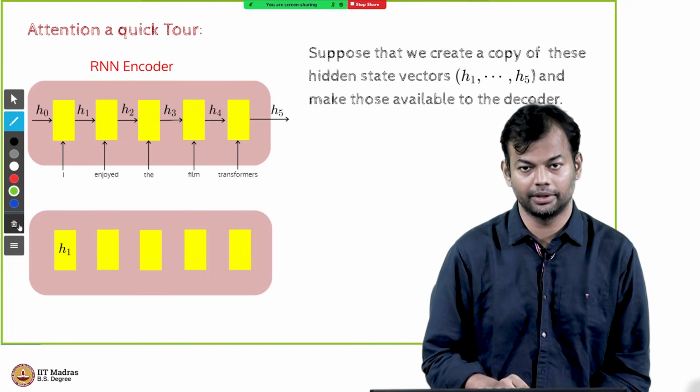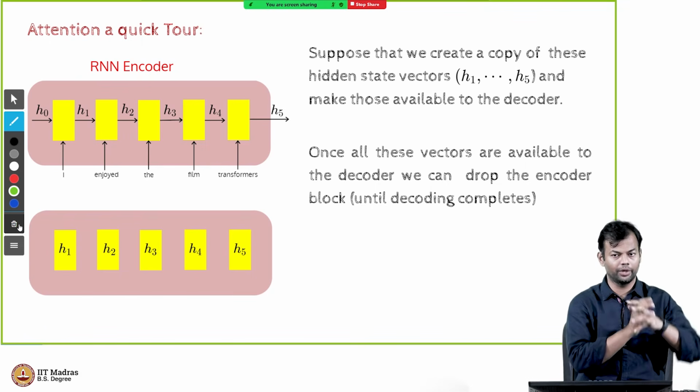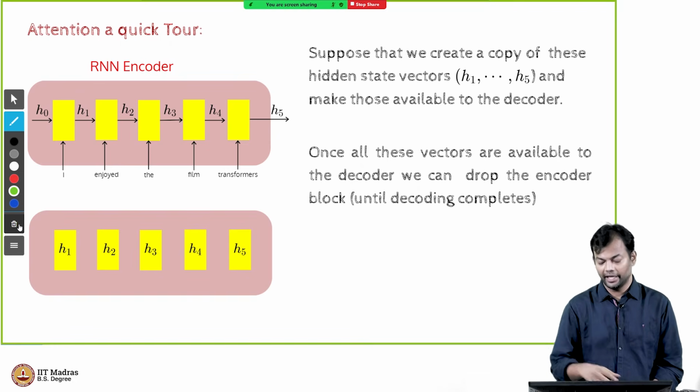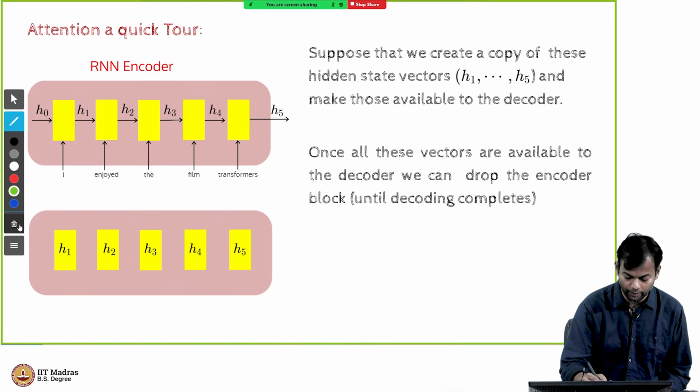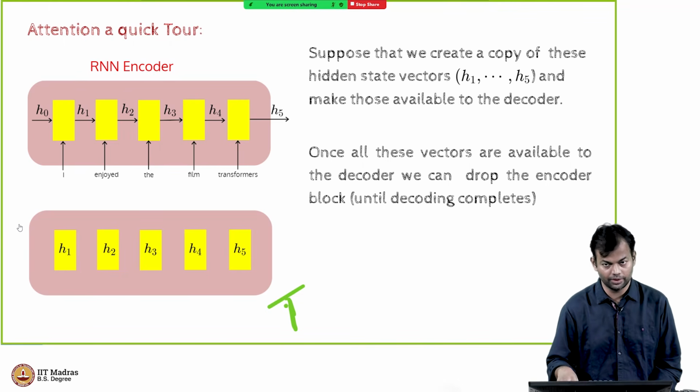Sorry, the network seems to be slow. Once all these vectors are available, I can just throw away the encoder and just have the output of the encoder, which is these 5 vectors in this case. In general, it would be capital T vectors, where T is the length of my input sequence, right? So that's what I'll have.